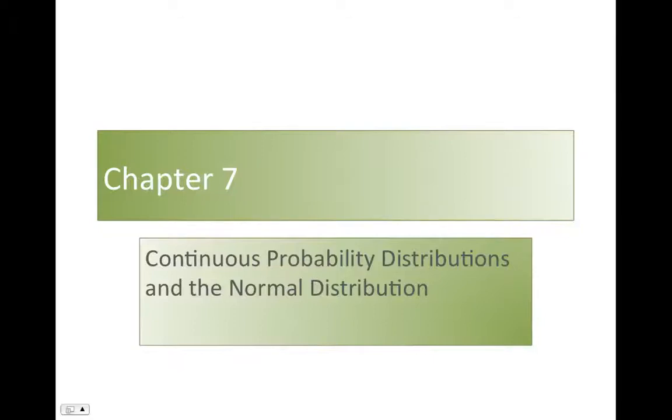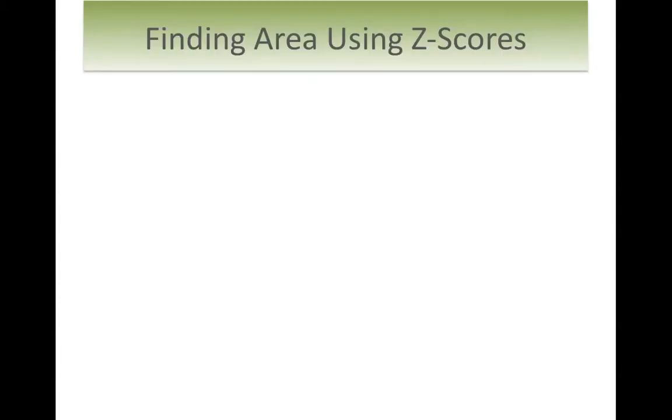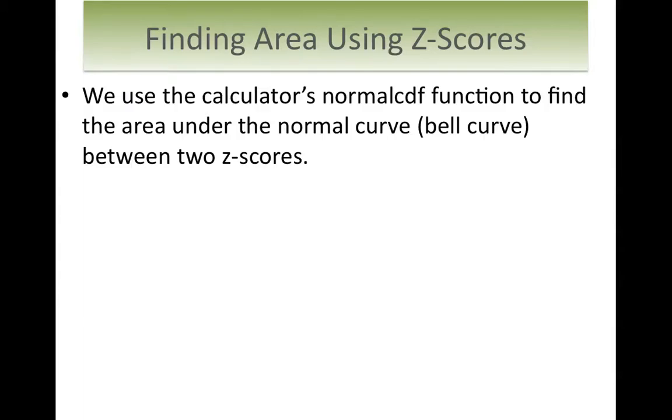Chapter 7, Continuous Probability Distributions and the Normal Distribution. We're going to continue our discussion from the last lecture on Chapter 7. Just first, let's recap how we find area using Z-scores.